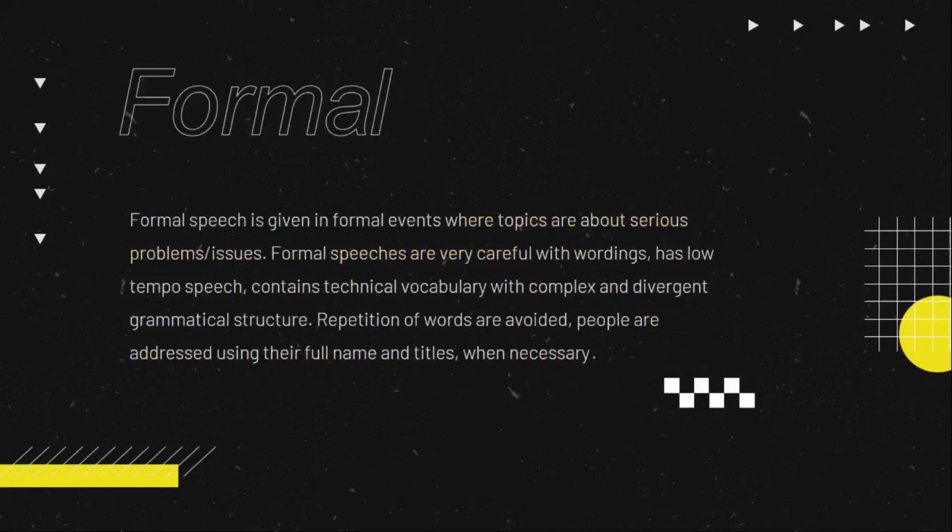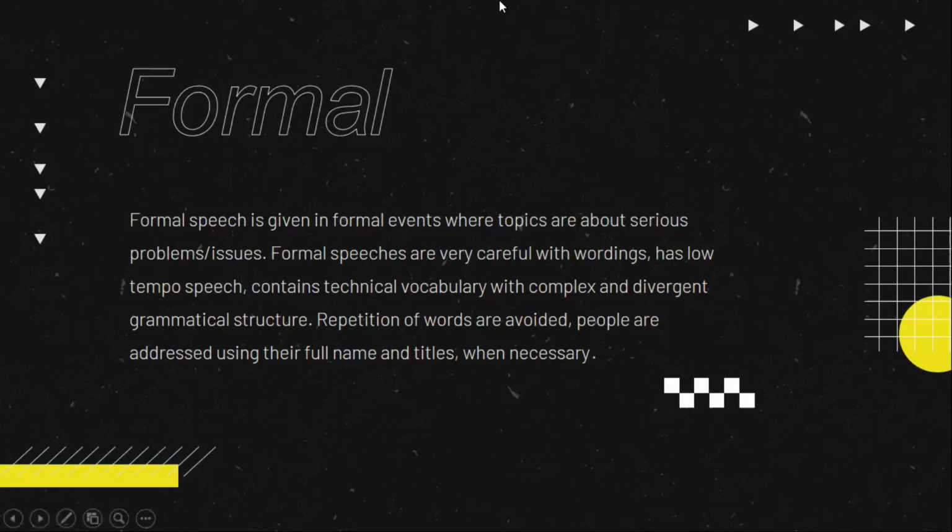Okay, fourth, formal. Formal speech is given in formal events. Of course, since it's formal, this type of speech style is used in formal settings. Formal speeches are very careful with wording, have a low tempo, and contain technical vocabulary without complex and divergent grammatical structure. Repetition of words is avoided. People are addressed using their full names and titles when necessary.